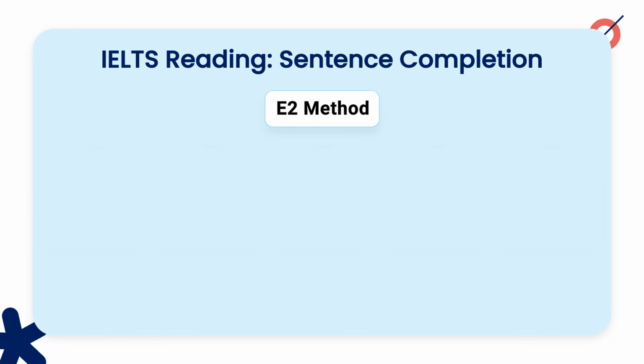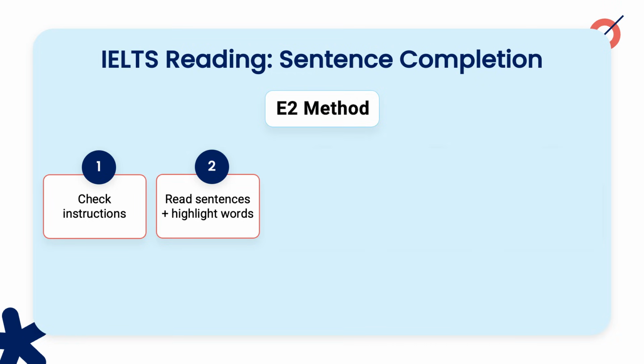Here's our E2 method for sentence completion. In step 1, you need to check the instructions. This is important because on this task, like many other IELTS reading tasks, the instructions can vary. For example, you may be asked to choose one word from the text, choose two words from the text, or choose two words and/or a number. The instructions tell you exactly what you're allowed to take from the text to complete the sentences, so it's crucial that you check them carefully.